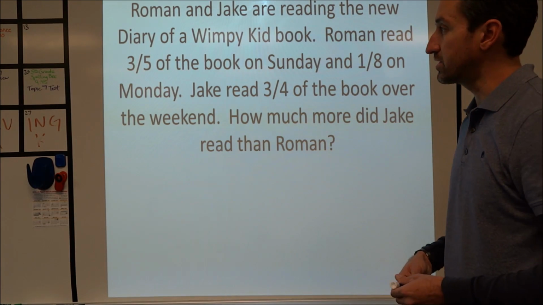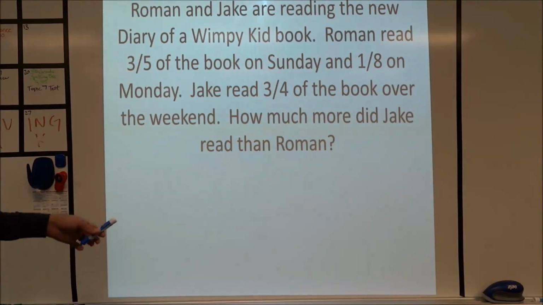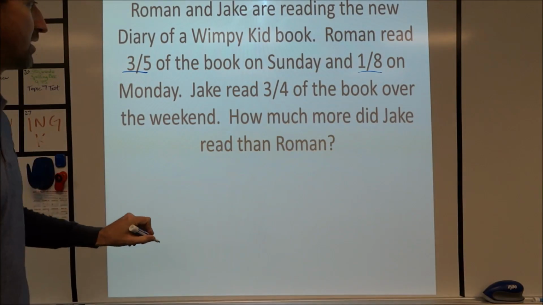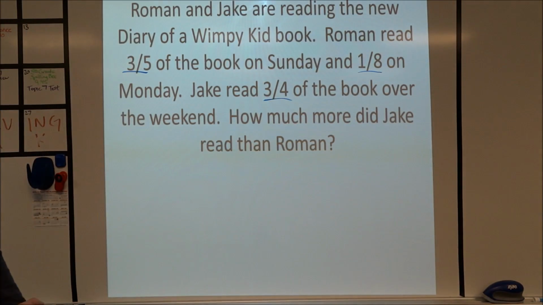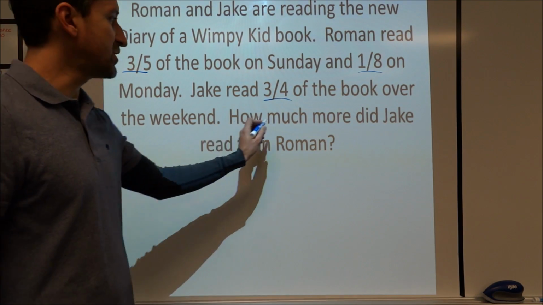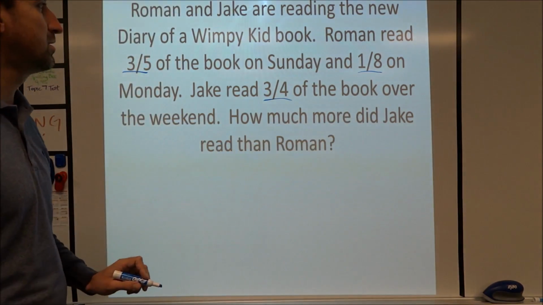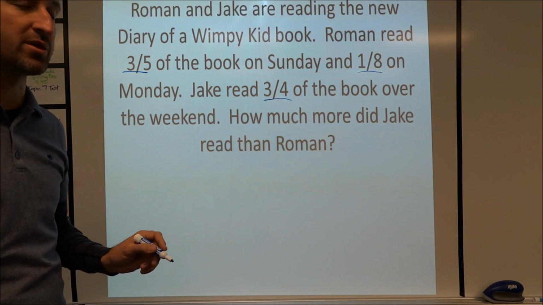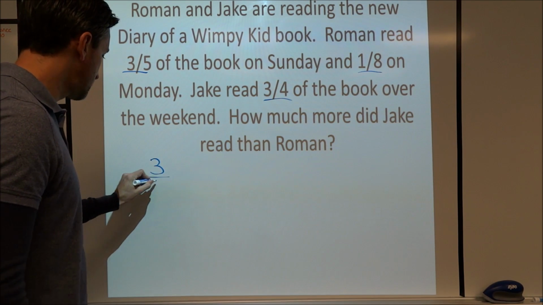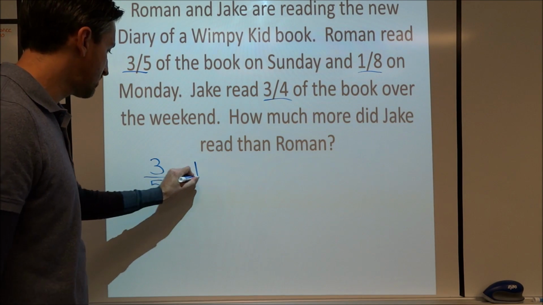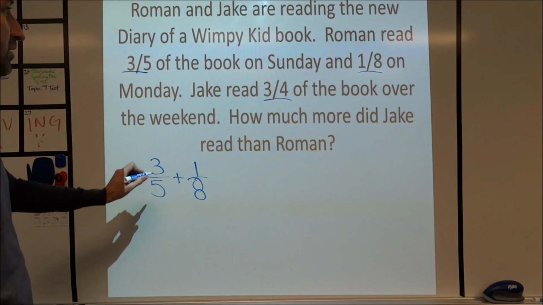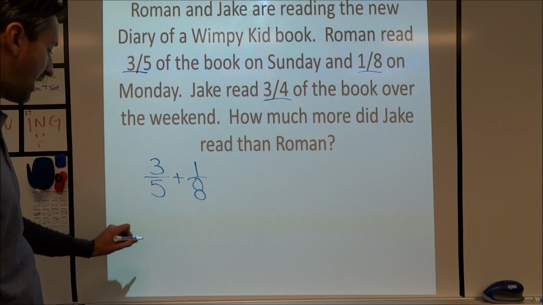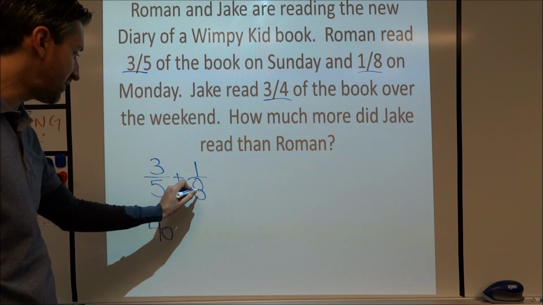Okay, there's a lot of fractions for us to look at here. I know that Roman read 3/5 and 1/8, and Jake read 3/4. We're supposed to be finding how much more did Jake read than Roman. So I need to add 3/5 plus 1/8 to find out the total amount that Roman read. I need to find a common denominator for 5 and 8. I know 40 is going to be a multiple of 5 and a multiple of 8.